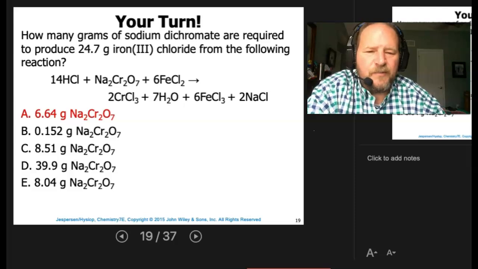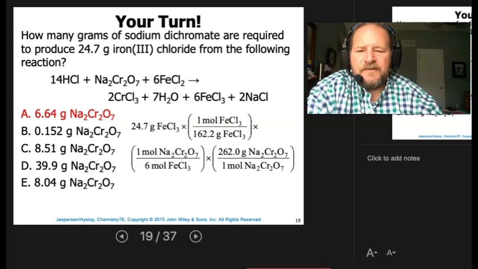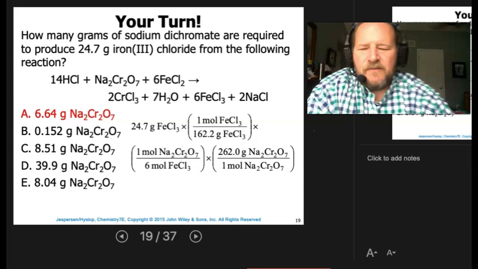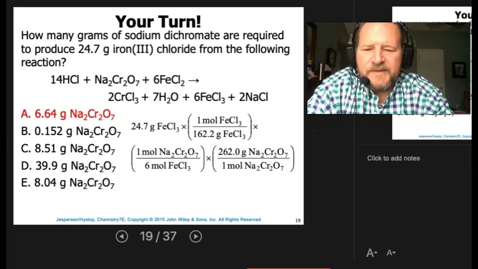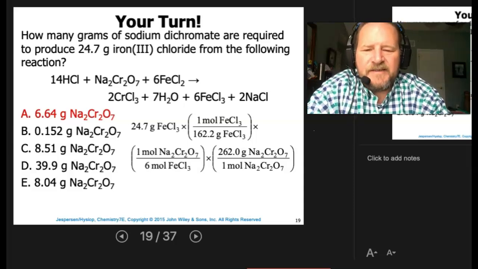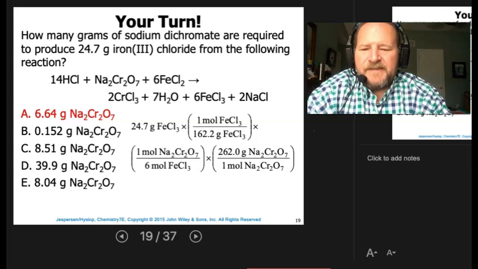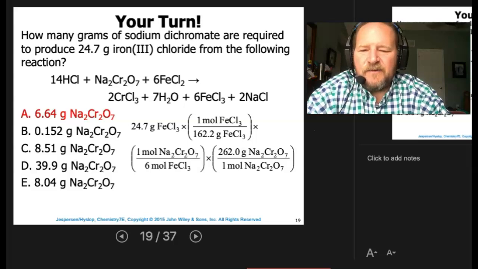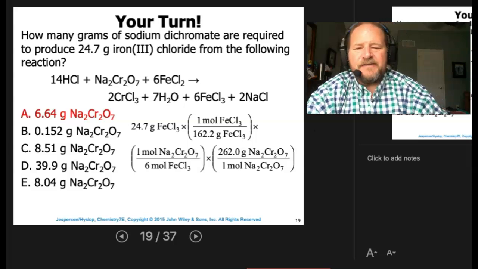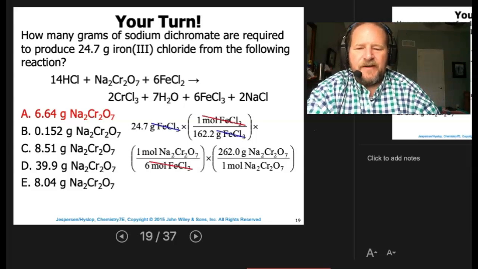Hopefully you came out with 6.64. So again, we'll start with our mass of iron 3 chloride, divide by 162.2, that's coming from the periodic table, that's our molar mass. Then we're going to divide by 6 because it's a 1 to 6 relationship. We're going to produce 6 iron chlorides from 1 sodium dichromate. And then last but not least, we'll use our molar mass and get the mass of the sodium dichromate.